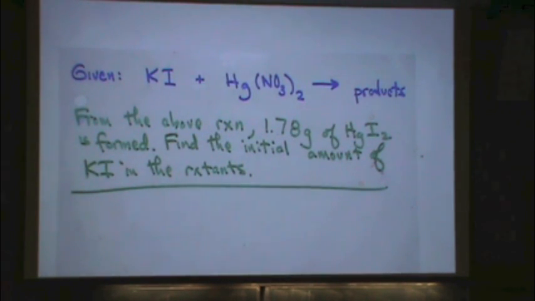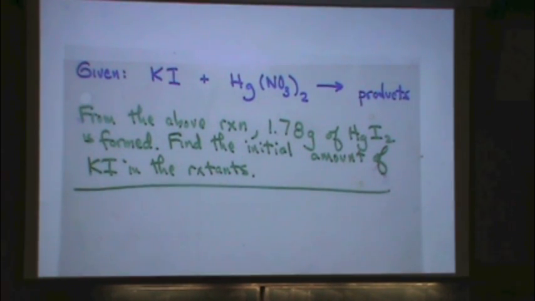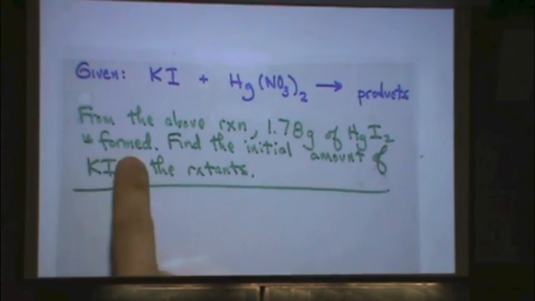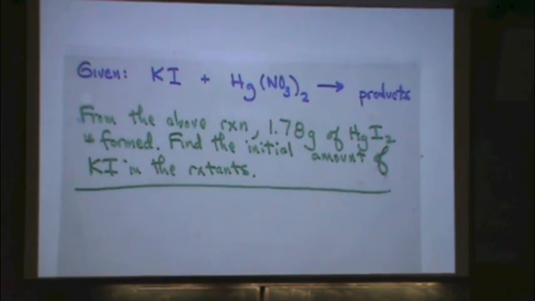Let's get one slide. So for the above reaction, 1.78 grams of HgI2, mercuric iodide, it's an ionic compound, is formed. Find the initial amount of potassium iodide in the reactants.